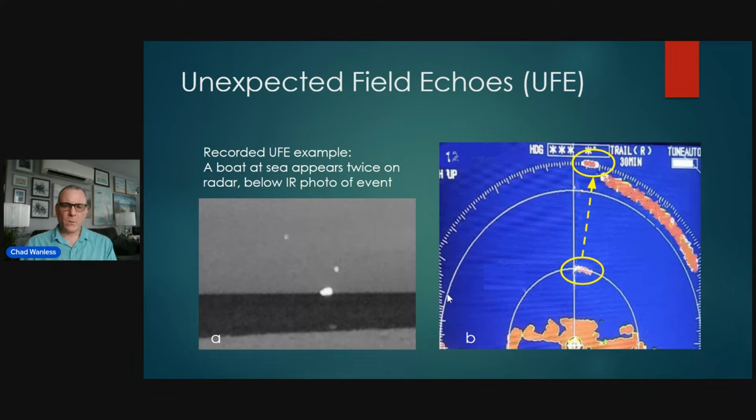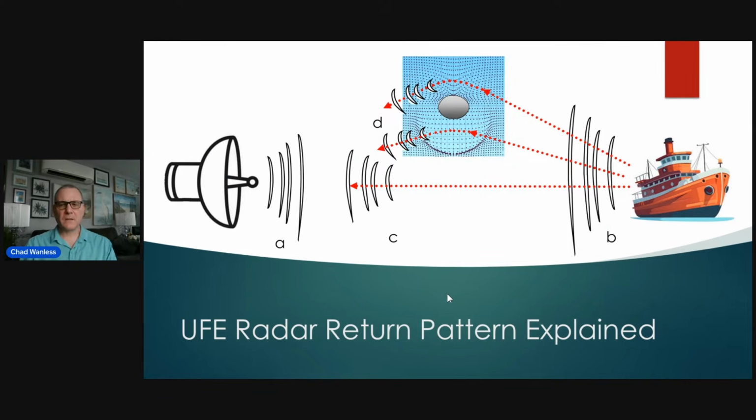So I've circled the boat lower center, and there's a second boat showing up at the extremities at the top. The boat's showing up twice. Why is it showing up twice? The reason is gravitational lensing.